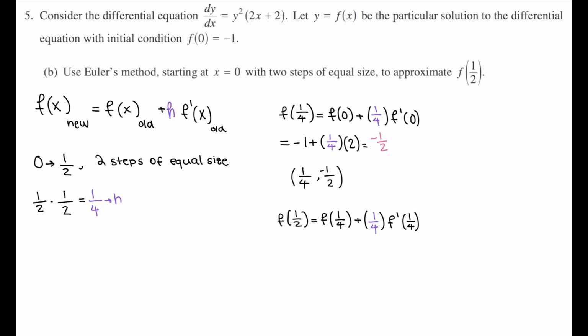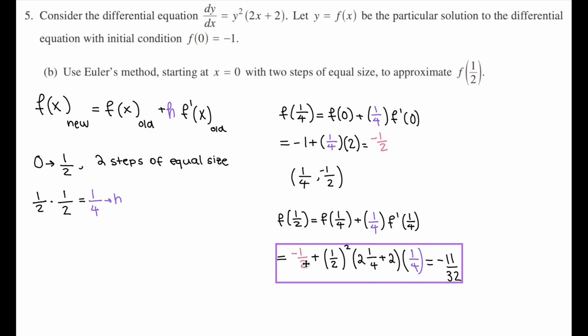So again, we're going to evaluate, and right here, we are reusing the y coordinate that we got from the previous step, plus 1/2 squared, which is going to be f prime of 1/4. So you plug it in, and then 1/4 right here as the step size, and we're going to get a final answer of negative 11 over 32.